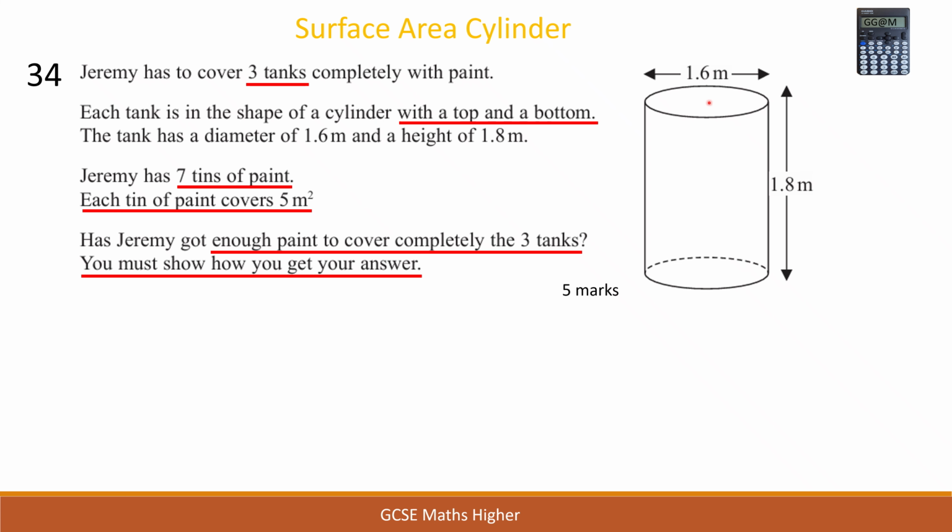If you opened up this shape and laid it out flat, you would get a rectangle. The distance here of the rectangle is 1.8. The other distance of the rectangle is the circumference of this circle. Remember, the circumference of the circle is pi times the diameter. Once you've worked out your total surface area, then you can work out how much paint is needed, and is 7 tins of paint going to be enough?